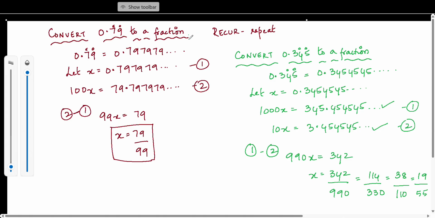Now 19 is prime, so we cannot go beyond this. So 19 by 55 is the least simplified fractional form of the given recurring decimal 0.3454545. So hope that was helpful.